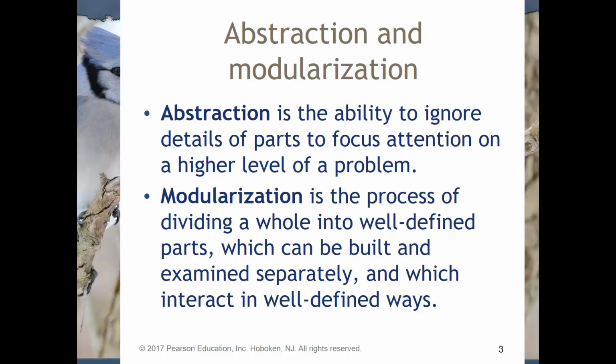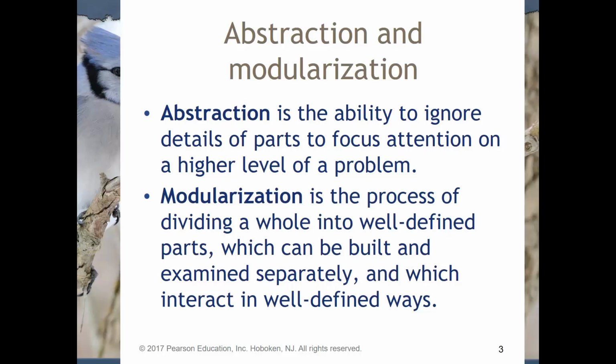As we work through this, there's abstraction and modularization. These are the primary concepts for this chapter. Abstraction is the ability to ignore details of parts to focus attention on a higher level problem. So in other words, we abstract an issue. You do it every day in your real life. When you have a really complicated problem, it's very hard to focus on all 300 things at one time. What you typically will do is you'll focus on one of those 300 things, get that done, and then you move on to the next one. Abstraction is the same thing. Instead of dealing with all the separate details, bubble them up into a higher level problem and simplify the solution.